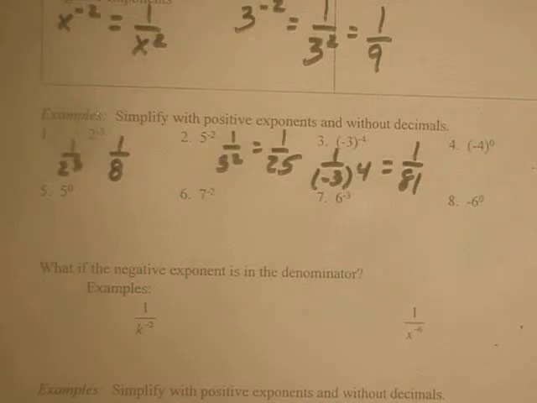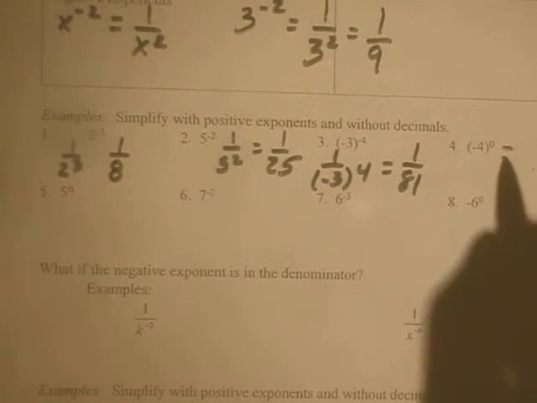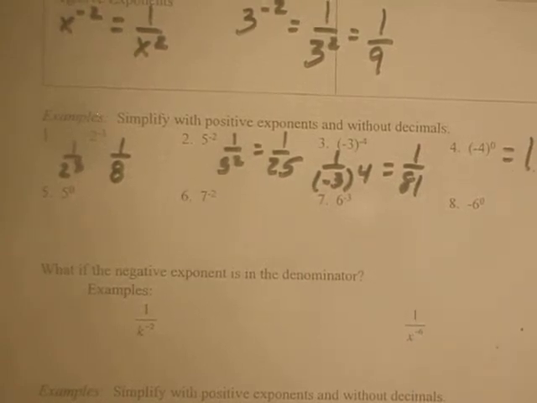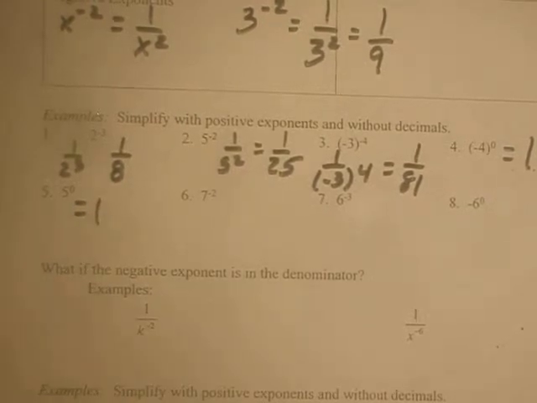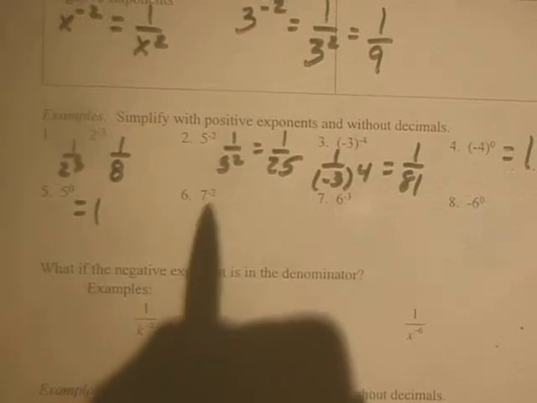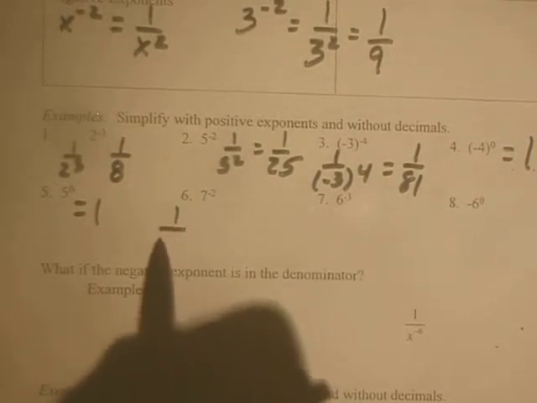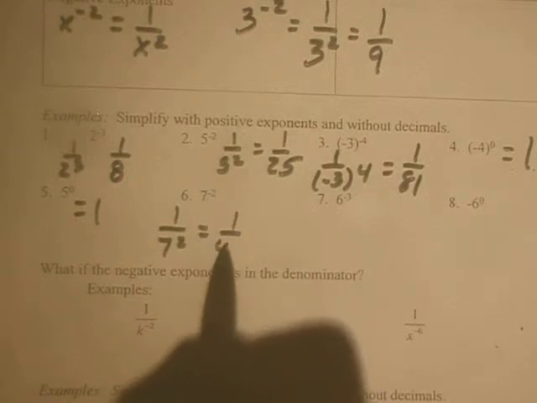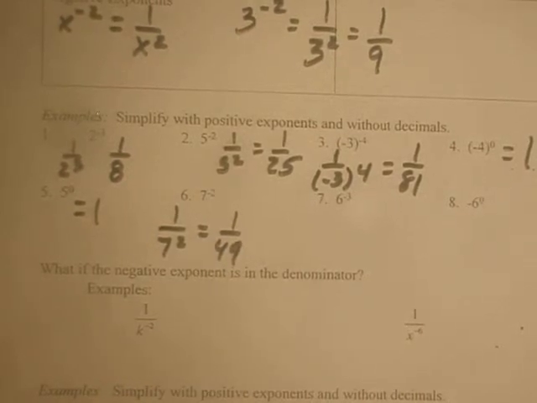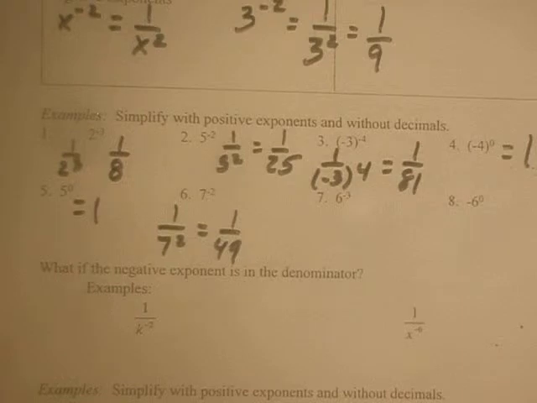Number 4 is negative 4 to the 0 power. Anything to the 0 power is 1. Number 5 is 5 to the 0 power. Anything to the 0 power is 1. Number 6 is 7 to the negative 2, which is 1 over 7 squared, which ends up being 1 over 49. Leave it as a fraction.